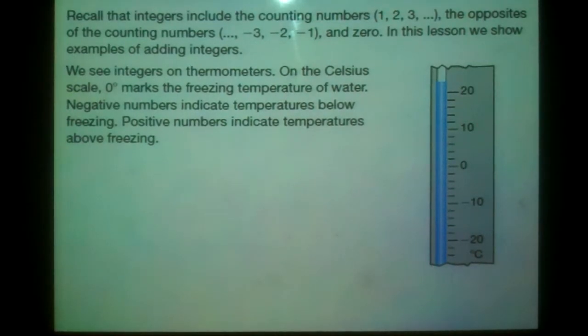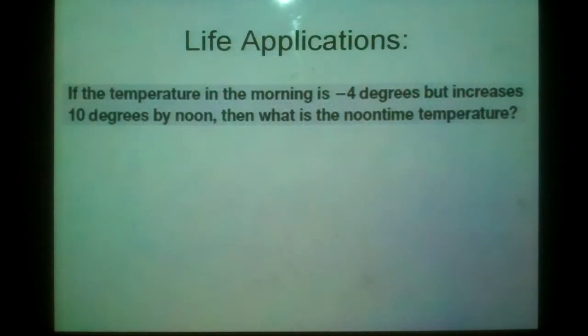And we definitely see integers on thermometers. So if we look at a thermometer, we know, especially living in Minnesota, we can get down to some pretty nasty temperatures in the negative degrees. So positive numbers would indicate above freezing on the Celsius scale anyway, and below 0 would be all of our negative degrees. That'd be below freezing. Alright, so some life applications here. We'll just look at these real quick.